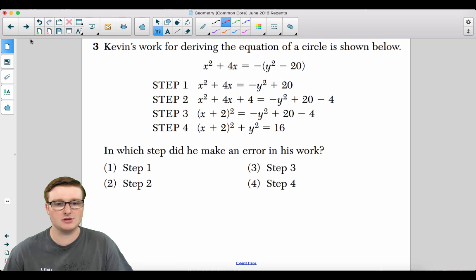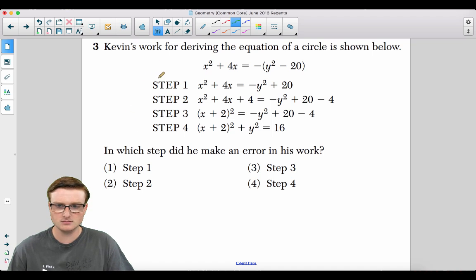All right, moving on to question 3. Kevin's work for deriving the equation of a circle is shown below. In which step did he make an error in his work? All right, let's go through each step slowly. So in step 1, it looks like Kevin distributed the -1 into this binomial. So did Kevin make a mistake here? No, he didn't, because all of the signs are correct.